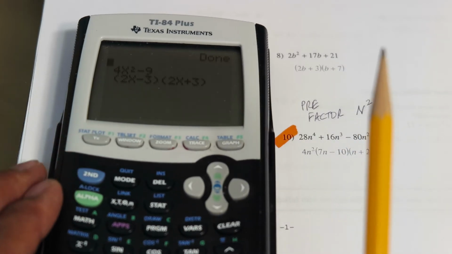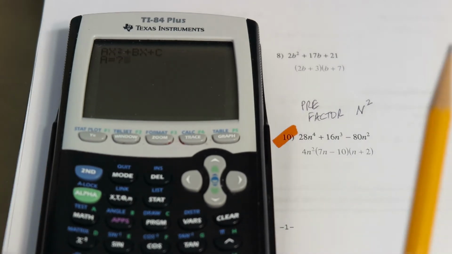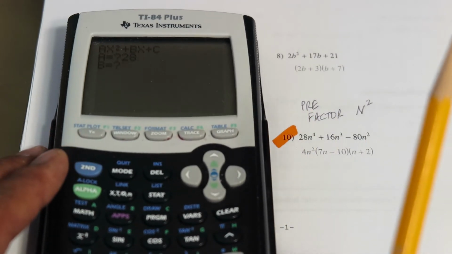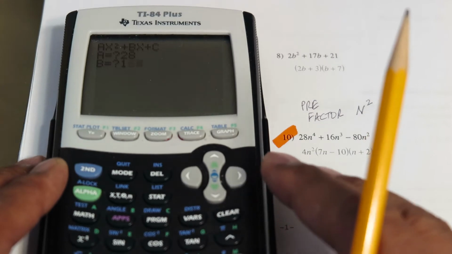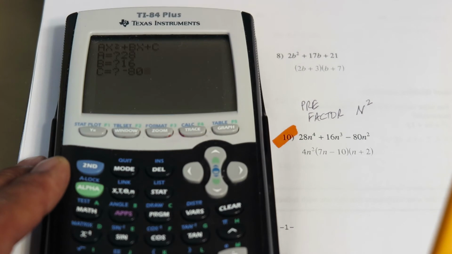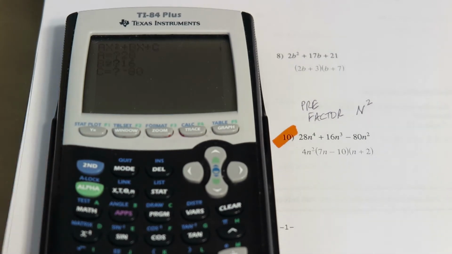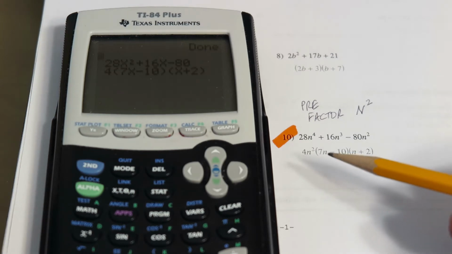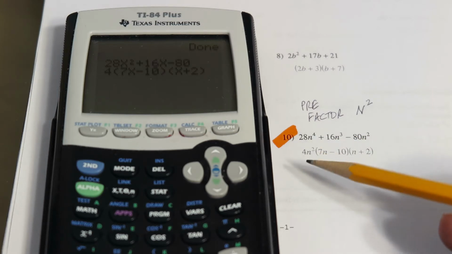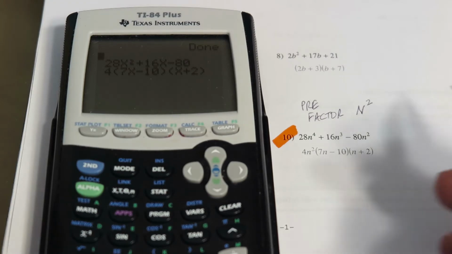So let's go. We're just going to put in the coefficients. So we got the standard. We got 28. We have the B term is 16. And the C term is going to be a negative 80. We press enter. We want it factored. And it factors out the 4. And since we factored out the n squared, it would be 4n squared, 7x minus 10, x plus 2. So that's pretty straightforward, and it works.